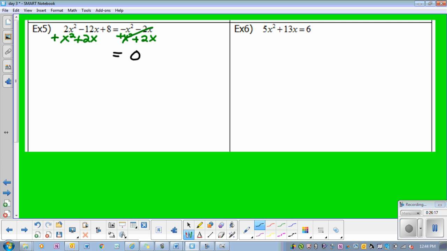So 0 equals, let's see, 2x squared plus 1x squared gives me 3x squared, negative 12x plus 2x gives me negative 10x, and then plus 8. That didn't get changed. All right? Equals 0. And then factor.